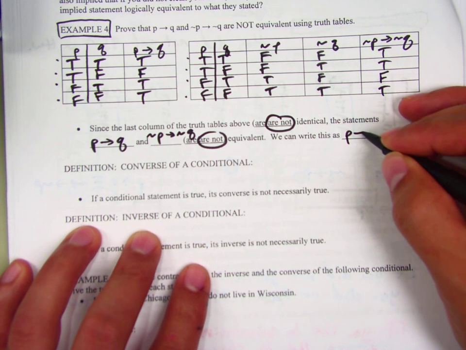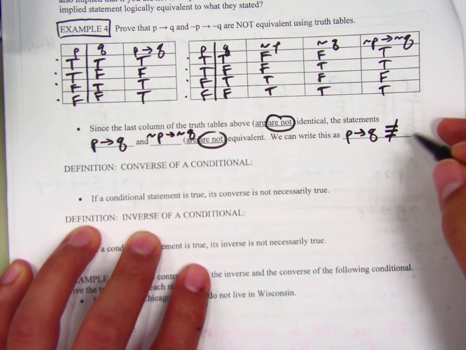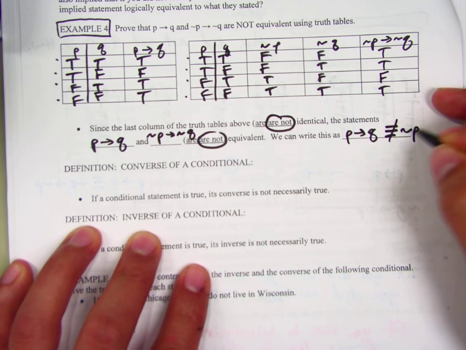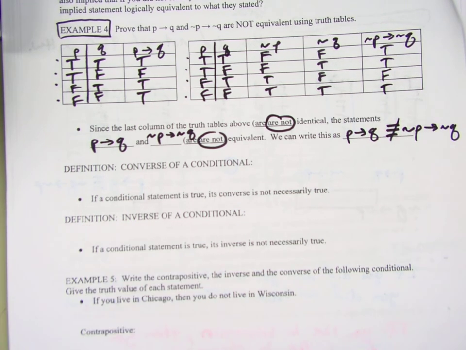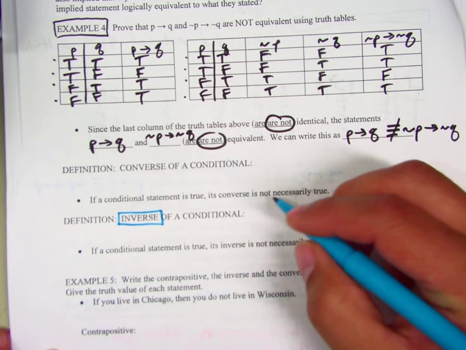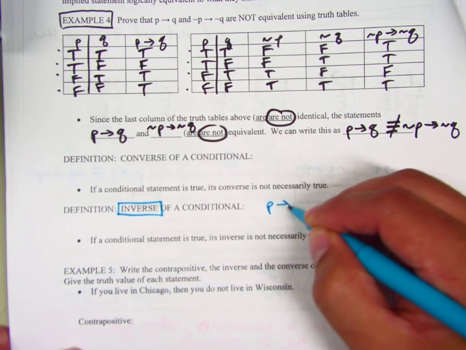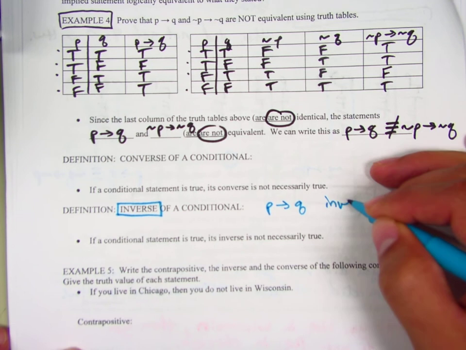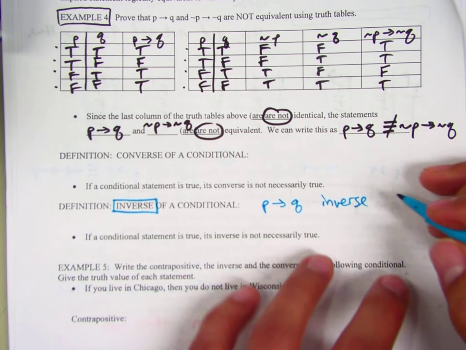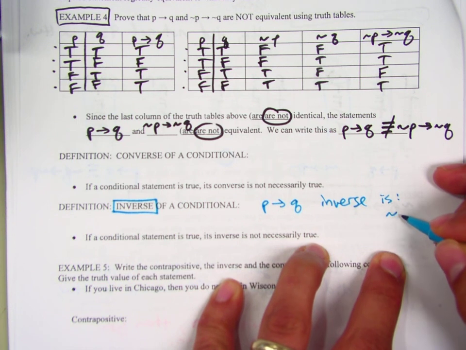And the way you would write that is exactly the same as before, but now you put a little slash through those three lines. And this, by the way, is called the inverse. So for the inverse, I'm going to go ahead and write the definition down. The inverse is you just negate both parts.